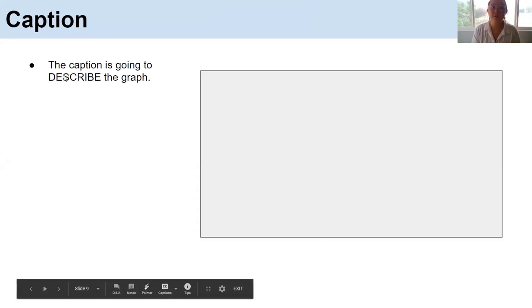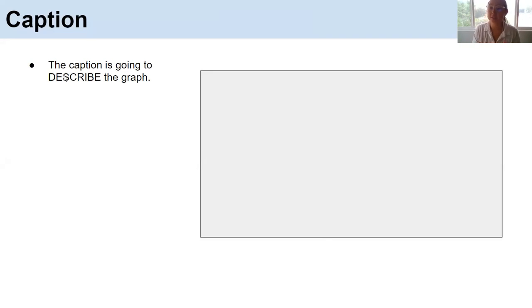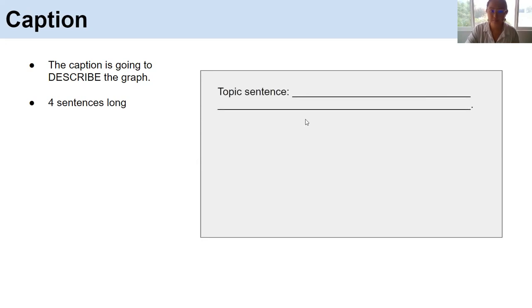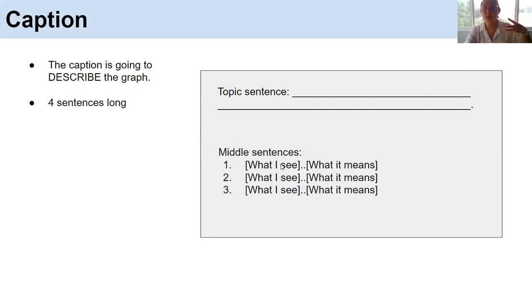So the caption should describe the graph. Basically, you're giving someone a quick summary of what this graph is about. So it should be about 4 sentences long, and I'll explain to you how I want those sentences broken down. First, you're going to have a topic sentence. This topic sentence really quickly summarizes what the graph's about. And then the other 3 sentences are your what I see and what it means. So each sentence will be one of your observations and then your interpretation of it as well.